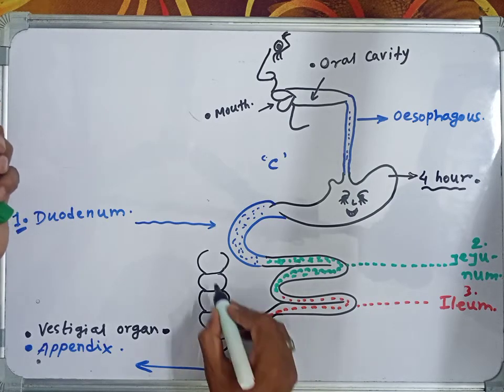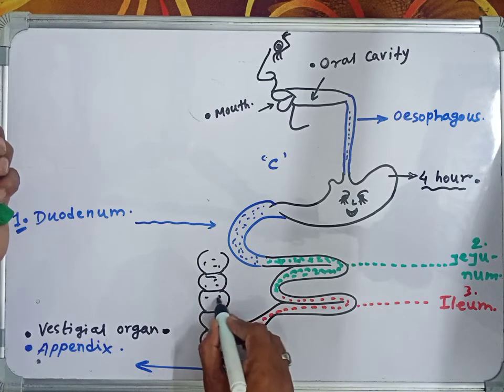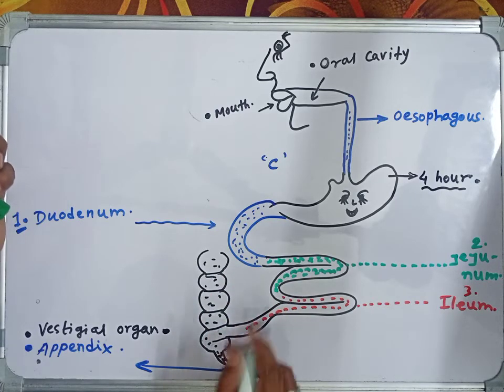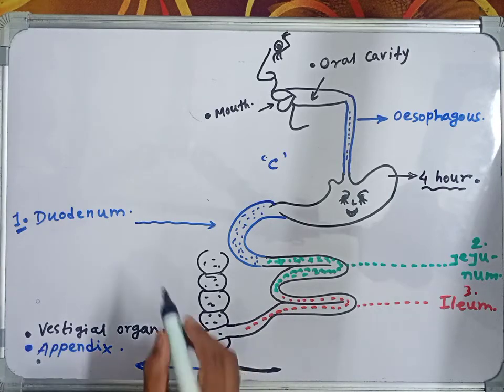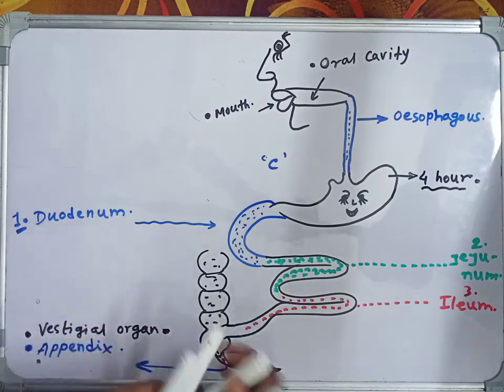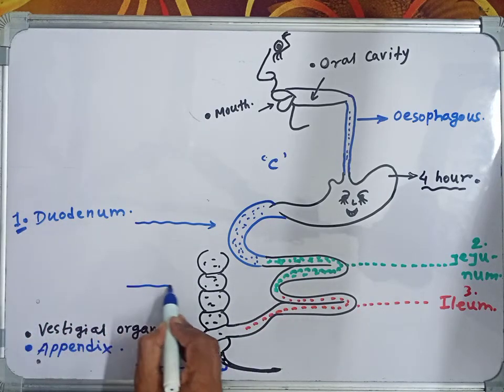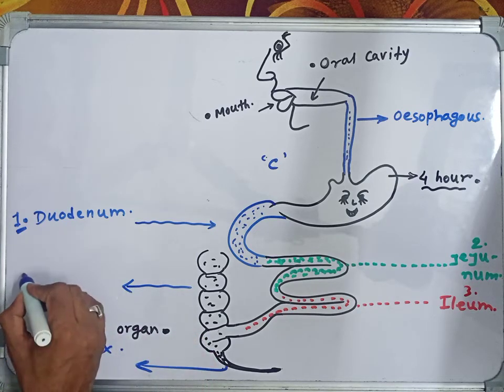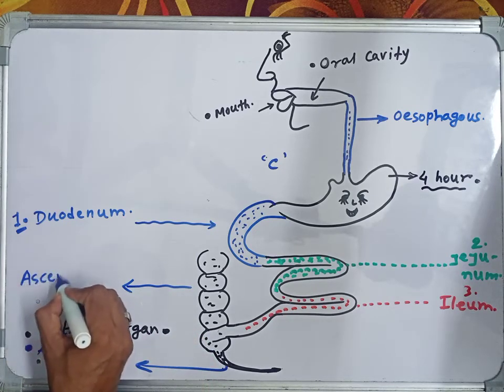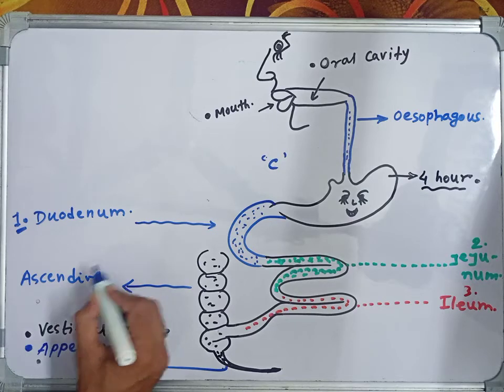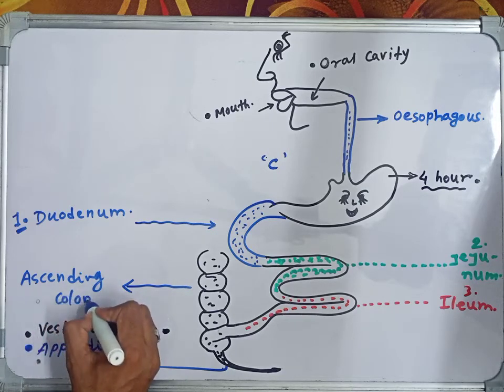Large intestine. And this part of our large intestine is called the ascending colon, right? This part of our large intestine is called ascending colon, right?